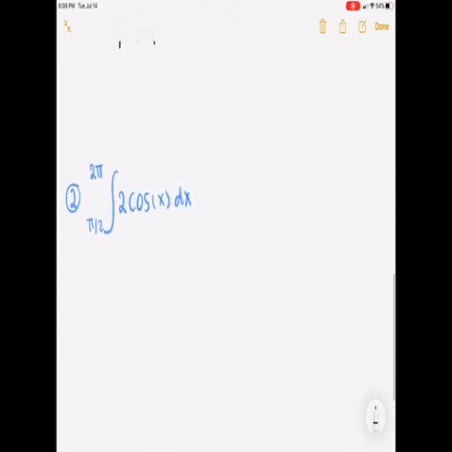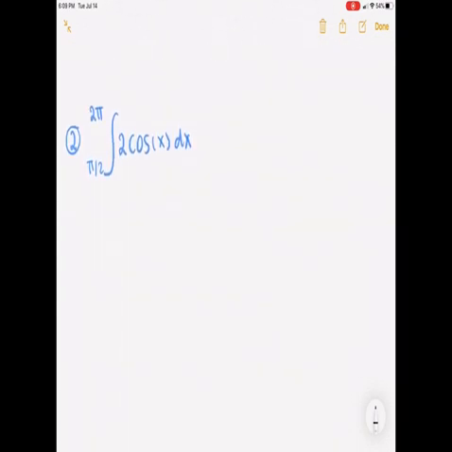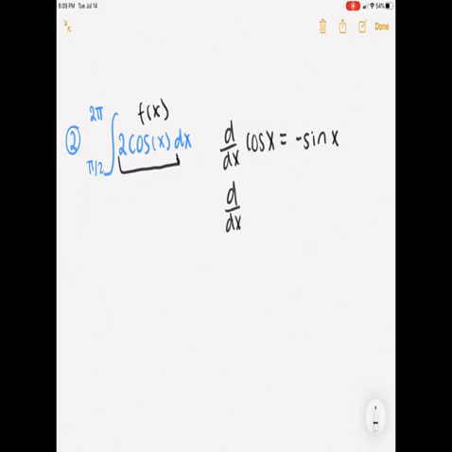Now here's another example problem. If we have the integral from pi over 2 to 2 pi of 2 cosine x dx, we're going to take the antiderivative once again, because this is our f of x, and the antiderivative of cosine, remember the derivative of cosine is negative sine of x, and the derivative of sine x is positive cosine of x.